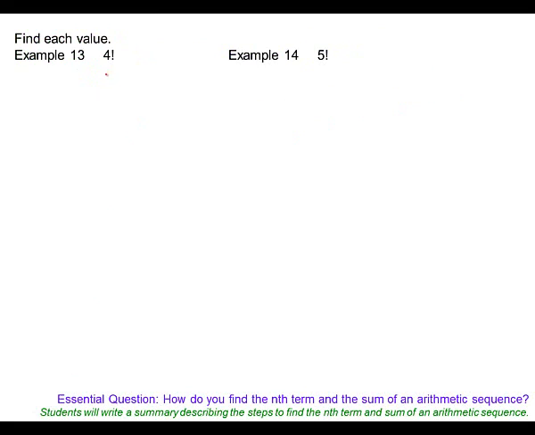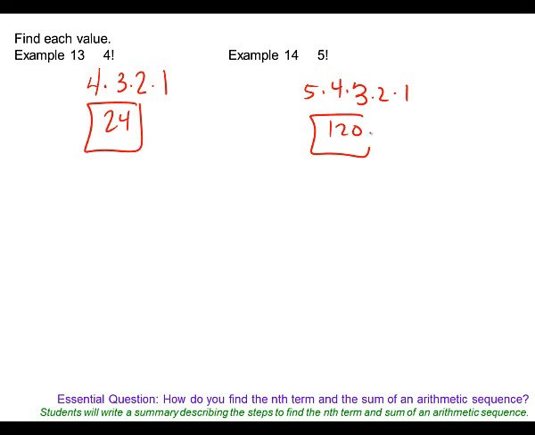What we call this is an expansion. So when I expand 4 factorial, what do we get? 4 times 3 times 2 times 1. When I multiply those numbers together, what do we end up with? 24. Good. We just did the 5 expansion: 5, 4, 3, 2, 1. When we multiply those numbers, what do we get? 120.